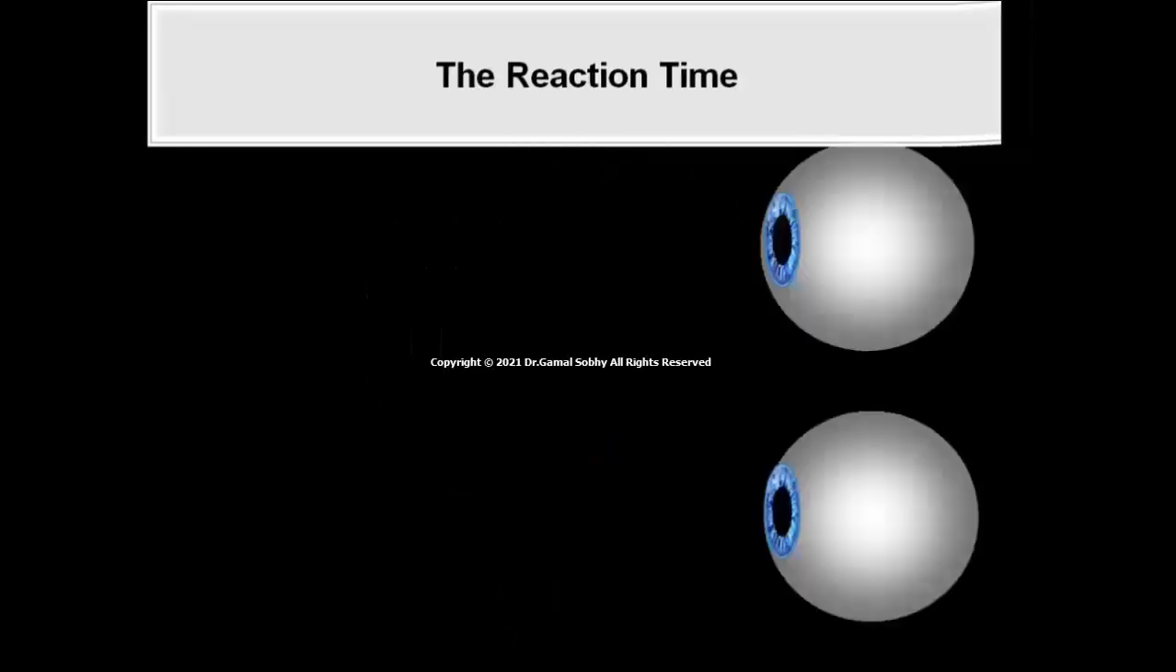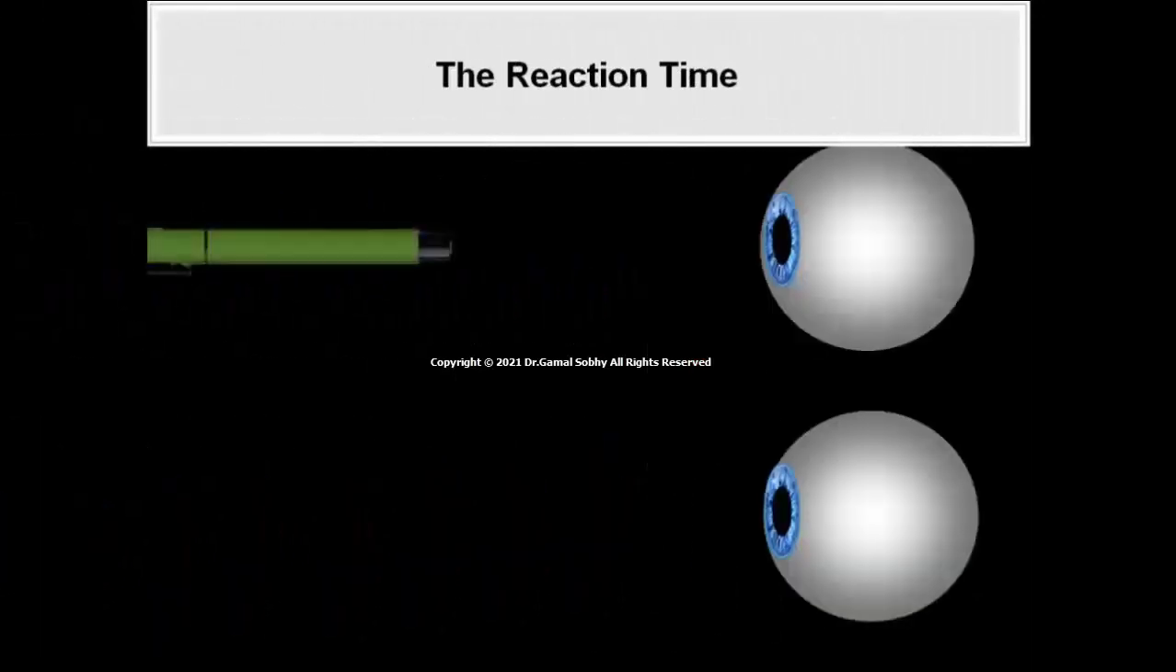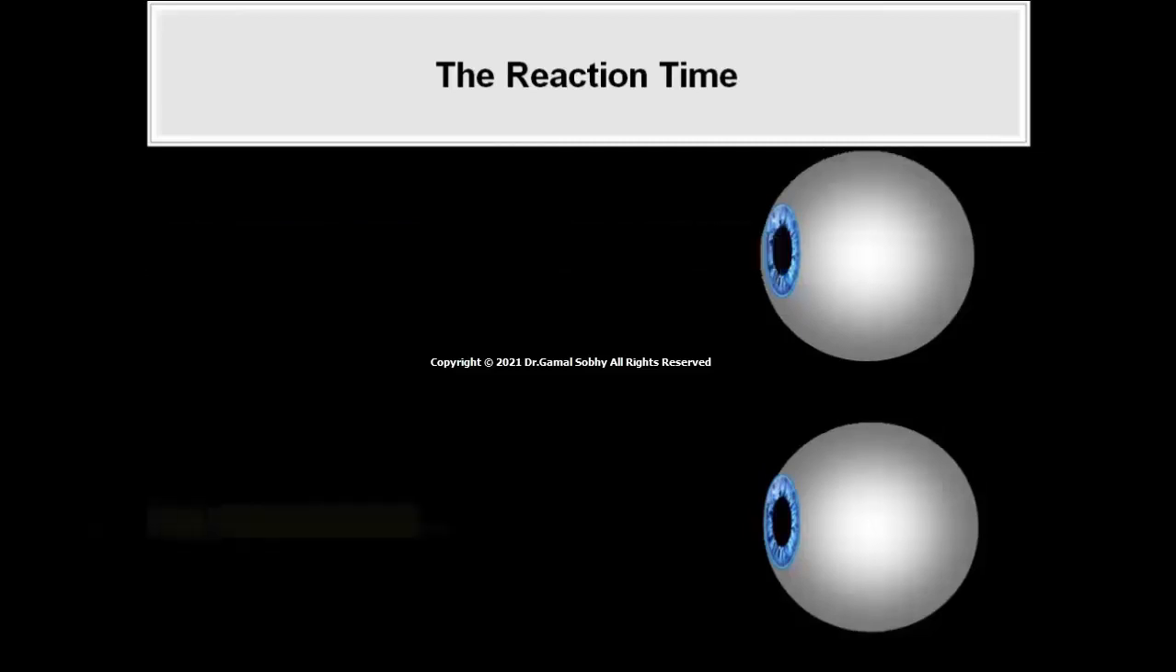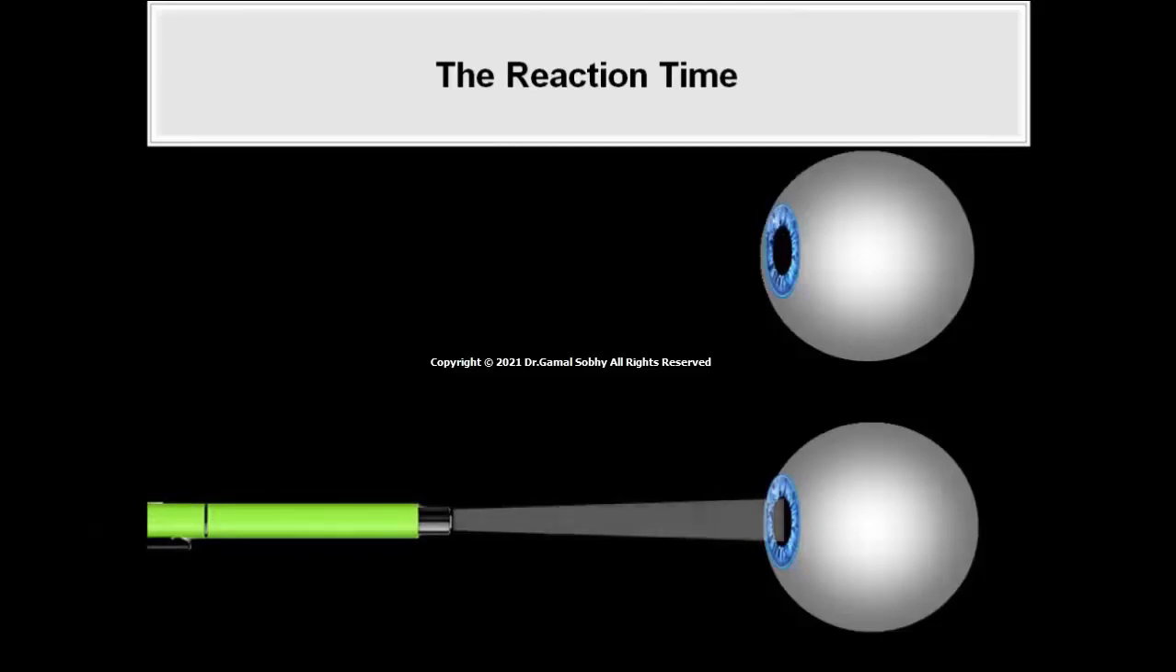The reaction time was significantly longer when measured through the amblyopic eye than when measured through the normal eye. The reaction time is the time elapsed between the presentation of a sensory stimulus and an associated volitional response.